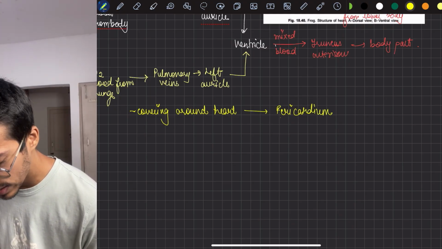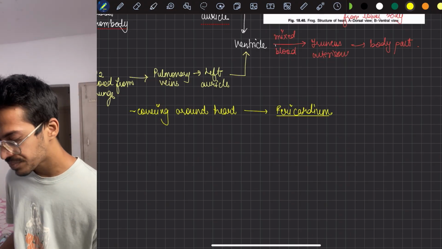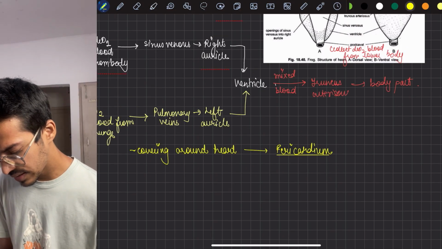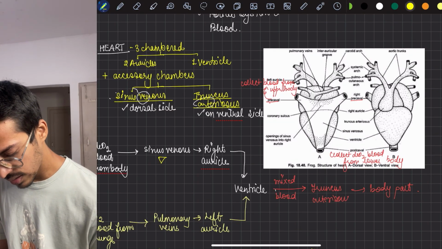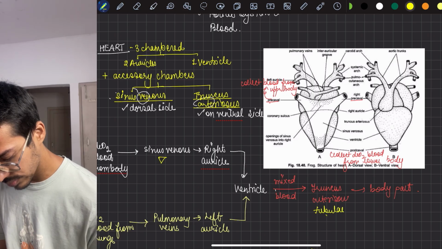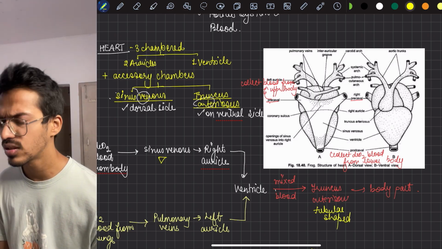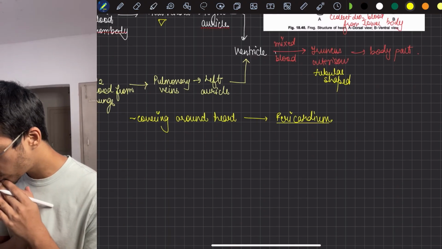So two layers are there: parietal pericardium and visceral pericardium. Okay, and this area is triangular in shape, and this is tubular in shape. That's the only thing you have to remember. So we have done this also.